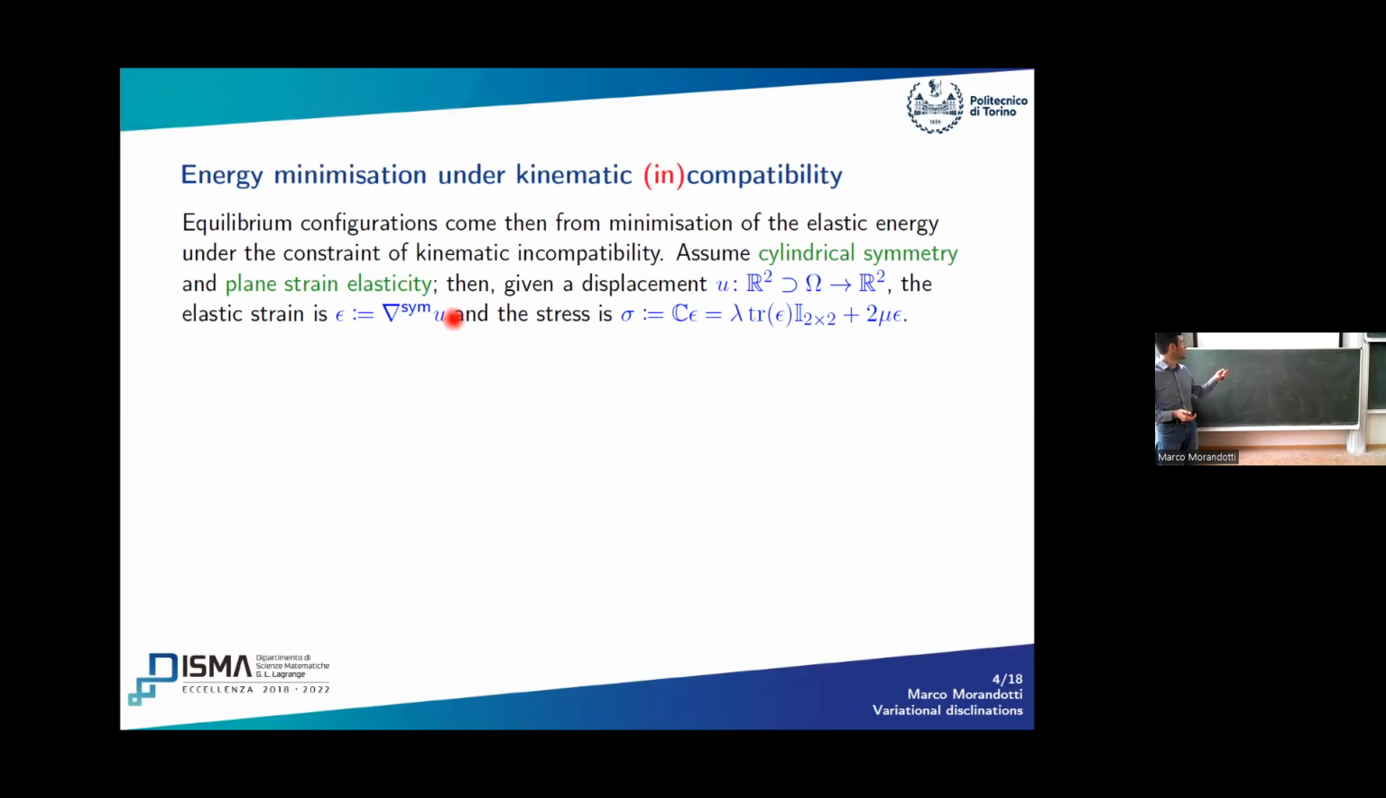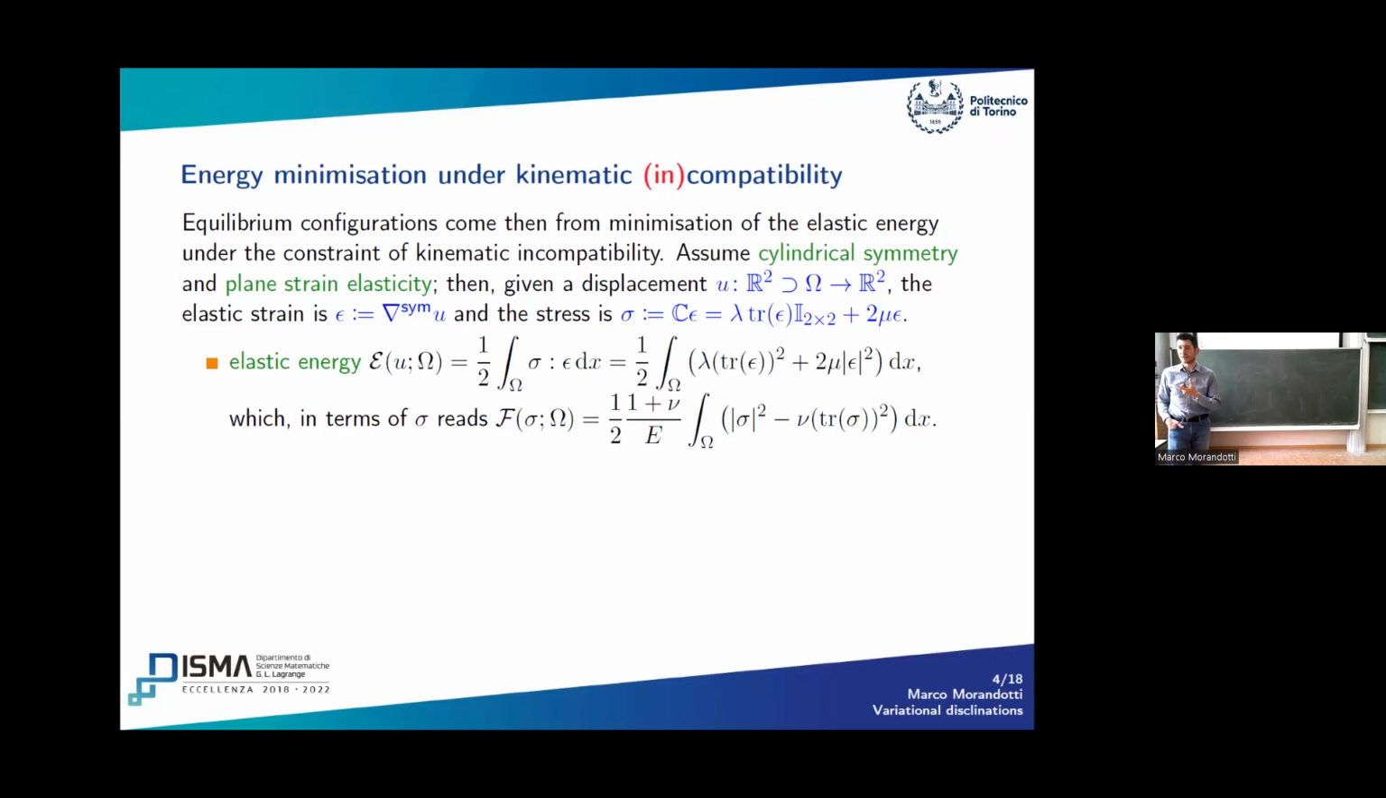As it's typical to do in elasticity, we have the elasticity tensor here, which can be represented by the Lamé constants in this way. And the easiest elastic energy which is stored in the material is basically just the contraction between sigma and epsilon, and it assumes that form. And it can be written in terms of u, sigma, or epsilon, according to the way you prefer to see it. But for us, it will be interesting to see it as a functional of the variable sigma, which takes this form here.